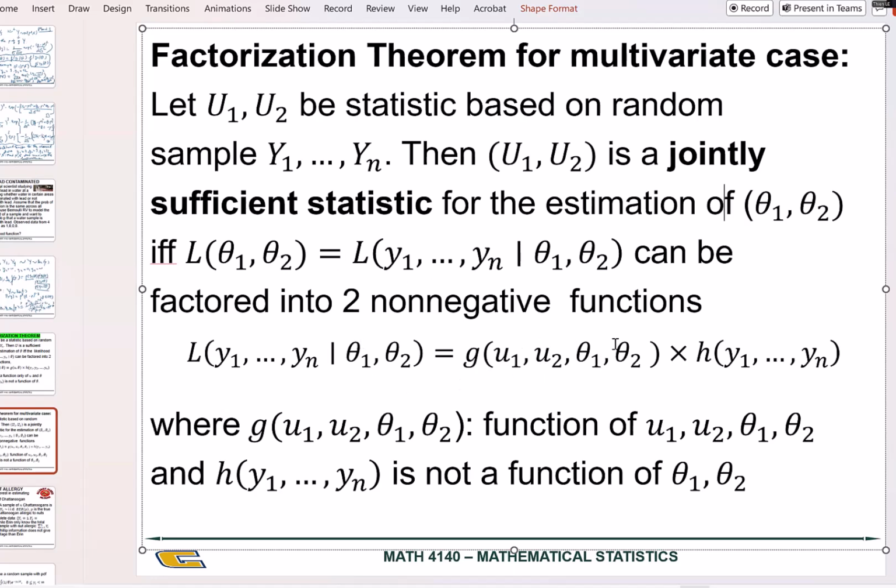So basically the same thing: a function which does not depend on any theta at all, and a function where you have things that go with theta 1, theta 2. At that time, U1 and U2 we call the jointly sufficient statistic for theta 1, theta 2. So in that case you have two parameters, and for sure you can extend to n parameters, or m parameters, for the multi-dimensional case.